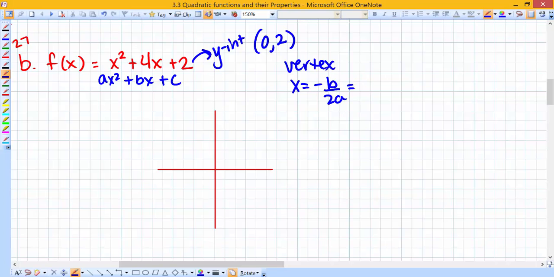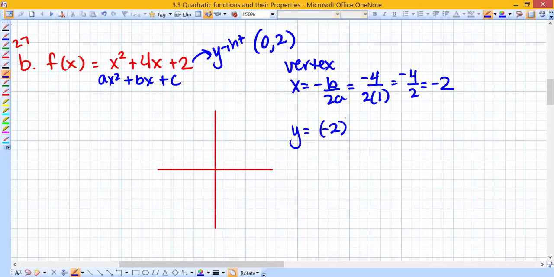B is 4, so this is negative 4 over 2 times 1, which gives us negative 4 over 2, which is negative 2. Now that I have my x value for my vertex, I need to find y.